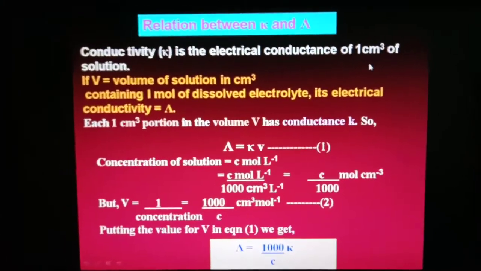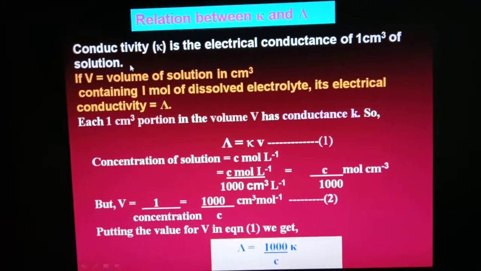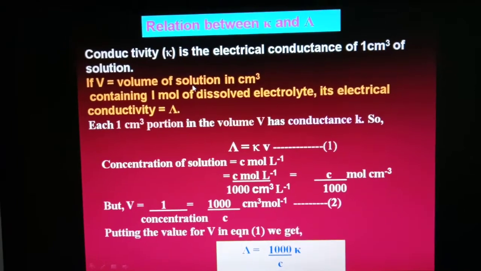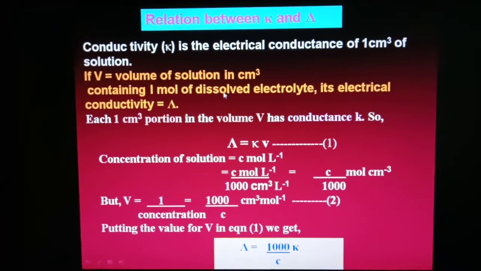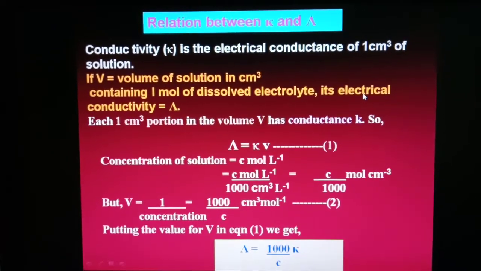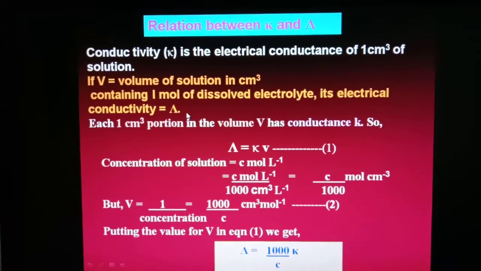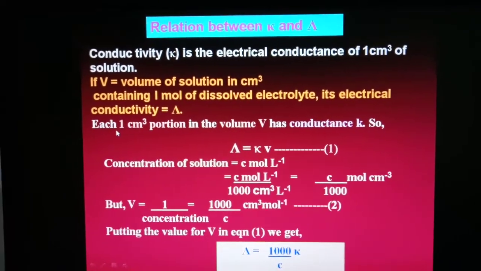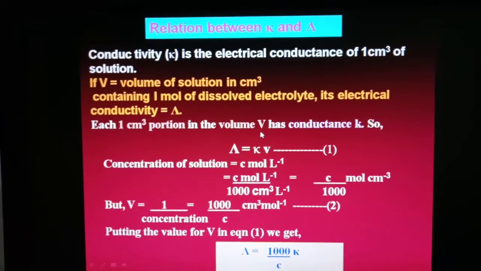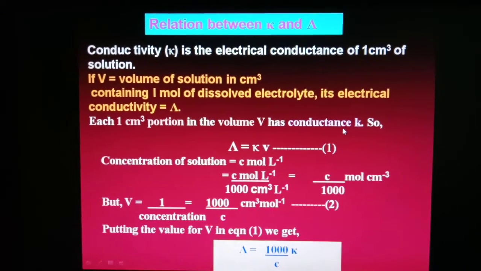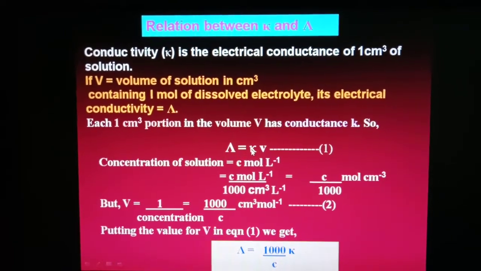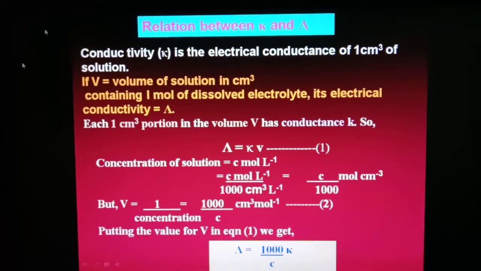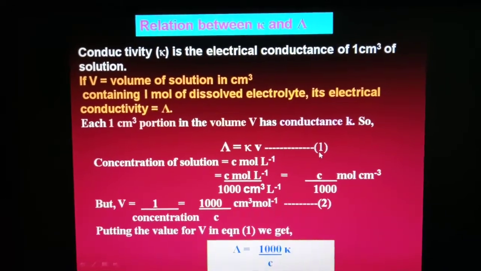Conductivity kappa is the electrical conductance of 1 centimeter cube of a solution. If V is the volume of solution taken in centimeter cube containing 1 mole of dissolved electrolyte, its electrical conductivity becomes equal to lambda. Each 1 centimeter cube portion in the volume V has conductance kappa. So, lambda is equal to kappa into V. Let us call this equation 1.